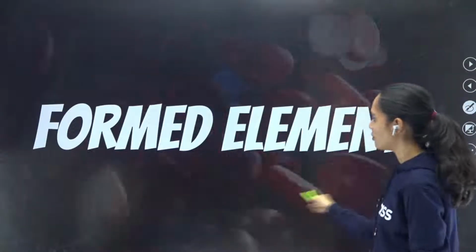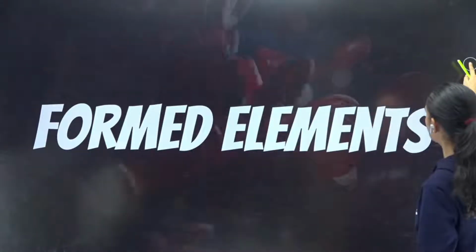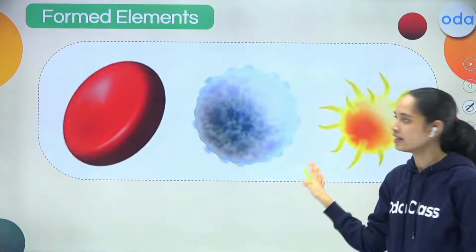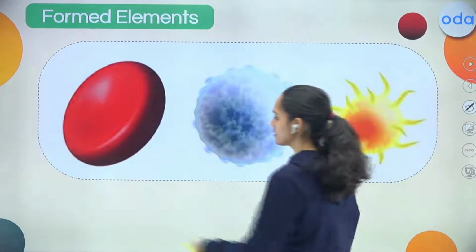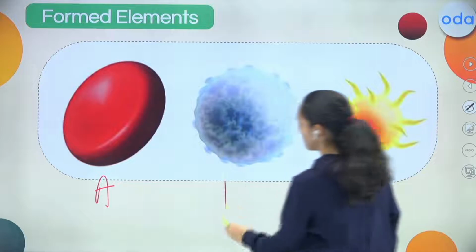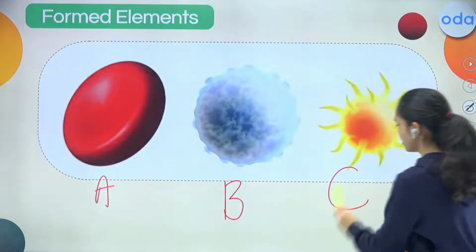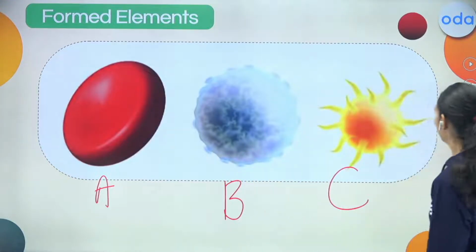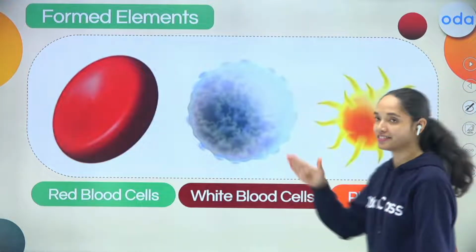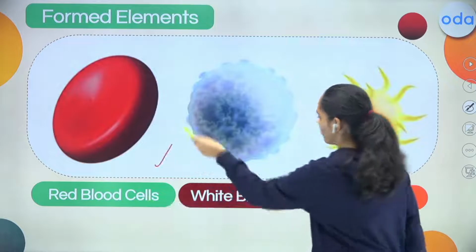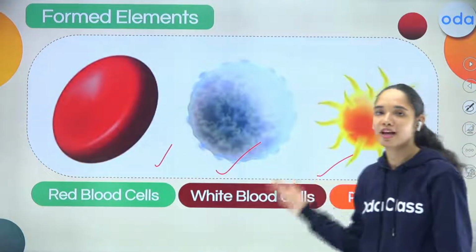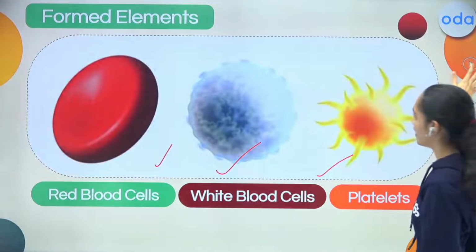Now, how about formed elements then? These formed elements are the things which you can see on the screen, right? Can you all guess what these are? What is this A here, B and C which I've written on the screen? Can you all type it in the comment section? So these are nothing but the red blood cell, the white blood cell and the platelets, which are the formed elements of our blood.